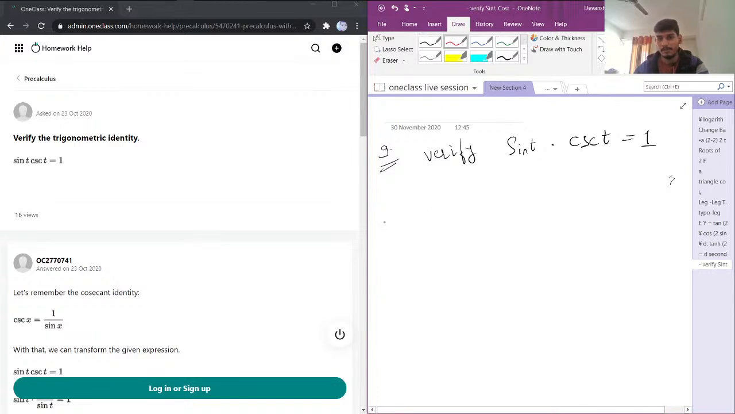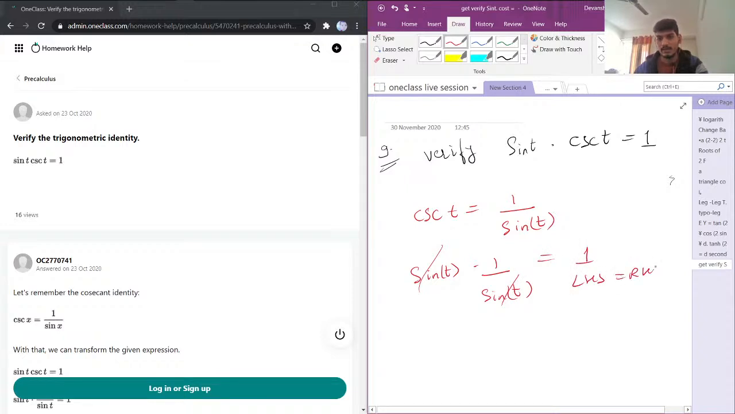This is a very simple question. We'll just use the relation that cosecant of t is basically 1 over sine of t. Then we'll substitute back into the equation. This and this will get cancelled and it will be equal to 1. LHS equals RHS, hence proved.